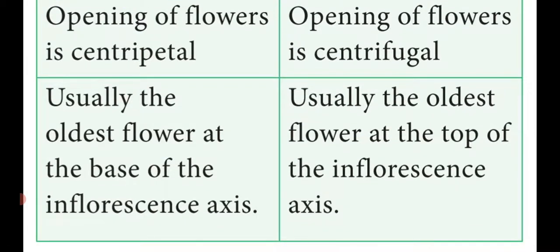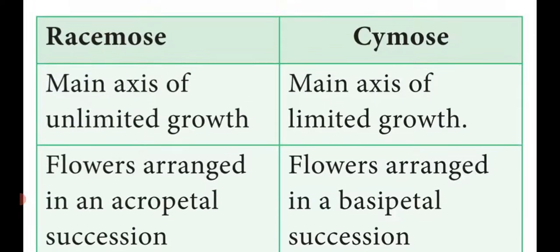The next one, in the racemose, oldest flower at the base, youngest flowers are towards the apex. But in the cymose, oldest flowers are at the tip, youngest flowers are at the base. Dear students, I hope you have all understood the difference between racemose inflorescence and cymose inflorescence. It is a very, very important 2 mark, 3 mark and 5 mark question.